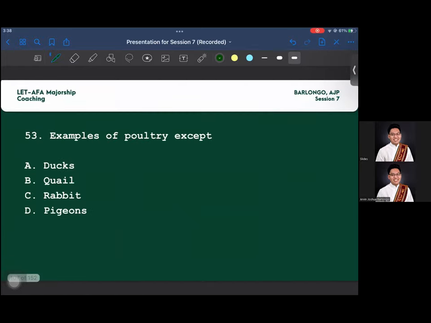Number 53. Examples of poultry are listed below except A, ducks, B, quail, C, rabbit, or letter D, pigeons. Again, you can easily answer rabbit, right? Because you will just look at their appearance. Which one here is different? You could easily answer that. What if the question listed their scientific names instead? Then we should also be knowledgeable about their scientific names.